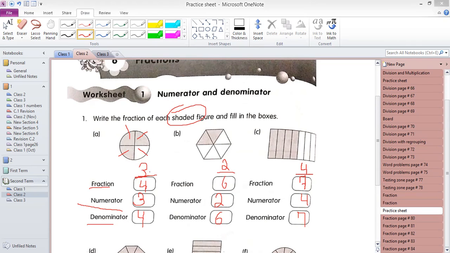From 4 parts, 3 parts are shaded. From 6 parts, 2 parts are shaded. And from 7 parts, 4 parts are shaded. All clear, guys? Yes, sir.